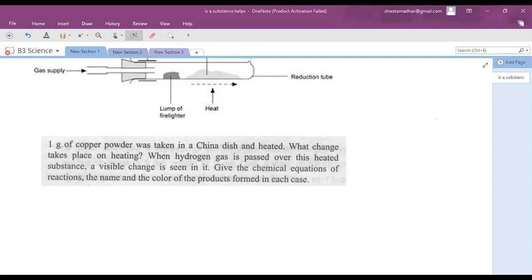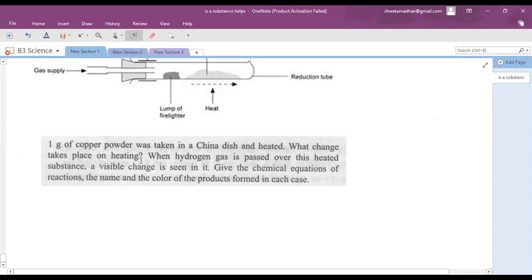Yes. And ma'am, color change of the product? Yes, the visible change seen in it, ma'am, changes in both of them. So here they have asked you three questions for both of them. First is what change takes place on heating. So when you heat a copper powder, what change can you see? Black color copper oxide is produced, right?